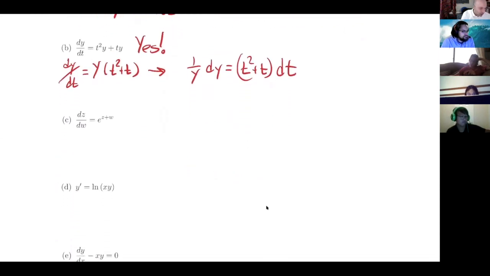Okay, what about C? We'll speed this up a little bit. I like these polls. These don't take too long. So tell me what you think about C. Is that separable or not?